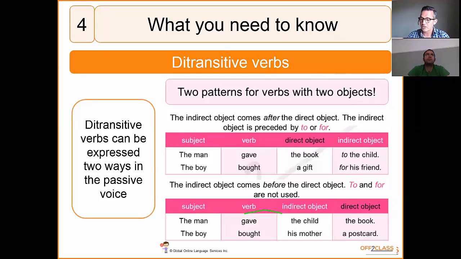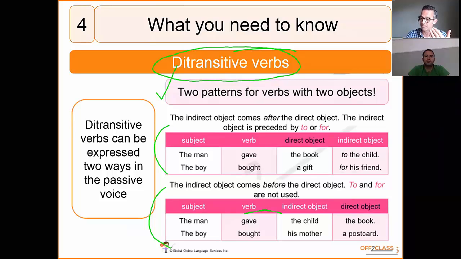So the next thing you've got are the ditransitive verbs. They are also known as two-object verbs. Two patterns for verbs with direct objects. Both of these examples underneath are two sentences, shown in different ways, and of course you will notice that these are actually in the active voice.